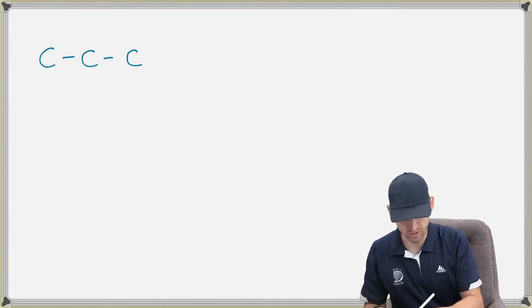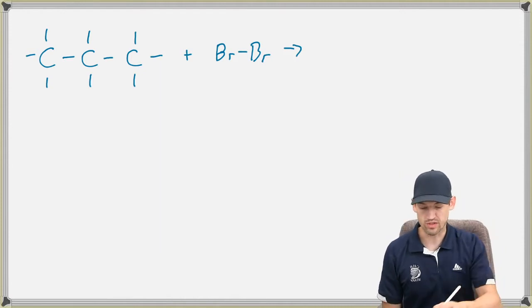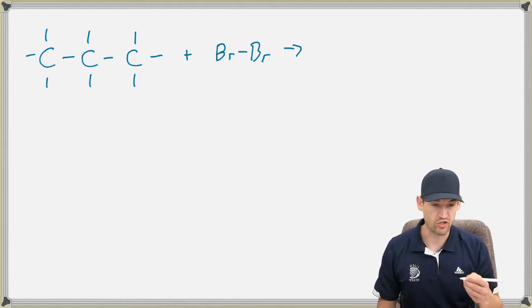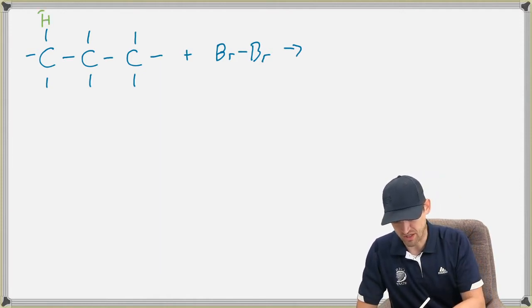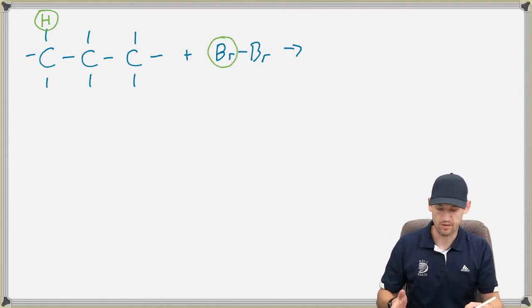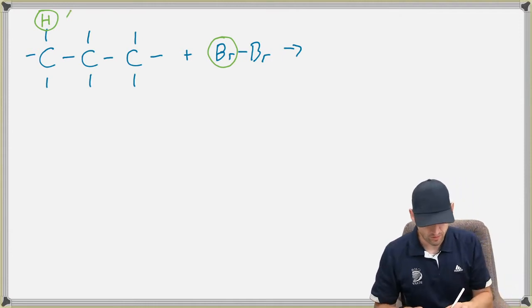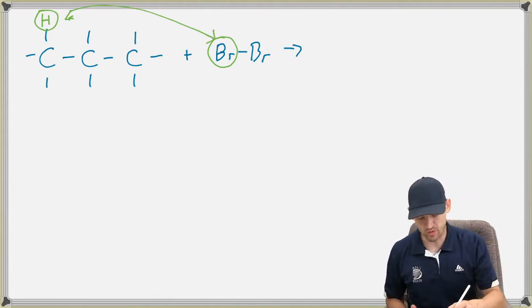let's say you started with a propane molecule like this, and we're going to add it to a bromine molecule. Now what's going to happen here is they're going to switch places. So let's say, as an example, this first H right here is going to switch places with this bromine right here. Like that. Okay?